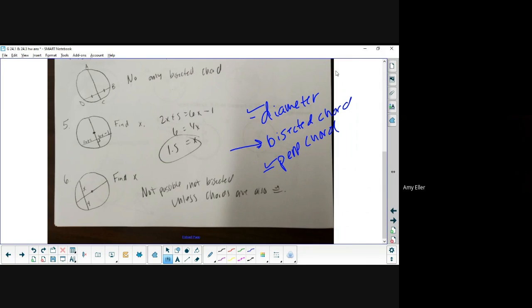For number 6, I have a diameter. I can see it goes through the center. I don't have anything else. So I have no way to say it's cut into 2. So the answer is not possible. And I explain why.